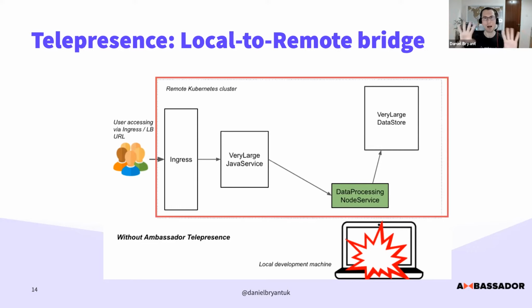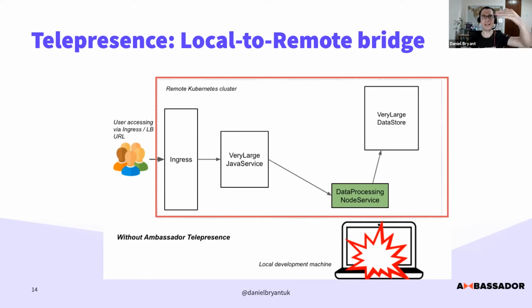Now, these are all made up things, right? The very large Java service is just a Spring Boot app, the very large data store is a Spring Boot app, and I've got various flavors of the data processing service in Node, Python, Java, that kind of stuff. These are synthetic examples, but hopefully you can get a feel for what could be in the real world, right? You've got a couple of big services you can't run on your local machine, and you want to get a fast feedback loop on a service that is in the middle of a call chain.